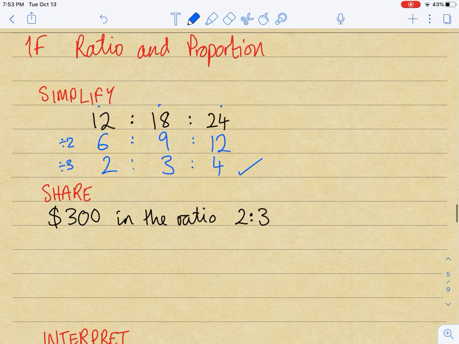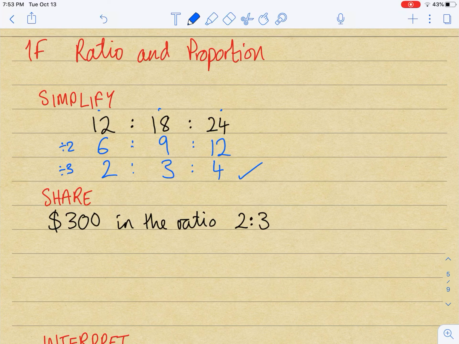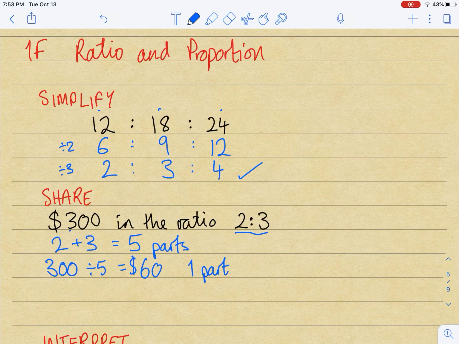Another thing we need to do with ratios is to share a given ratio. So let's share $300 in the ratio 2 to 3. Well, the first thing you need to do is to add the parts together. There are in total 2 plus 3, 5 parts in total. So we're going to split 300 into 5 equal parts. So we'll do 300 divided by 5, we get 60. And so that is 1 part.